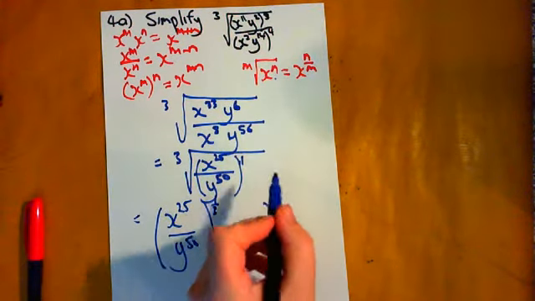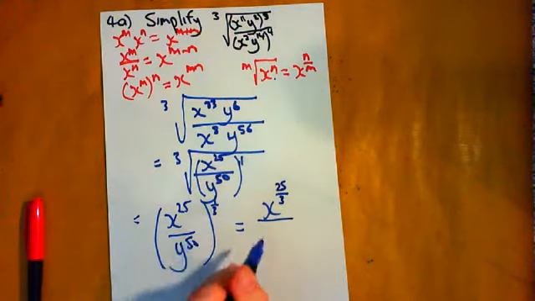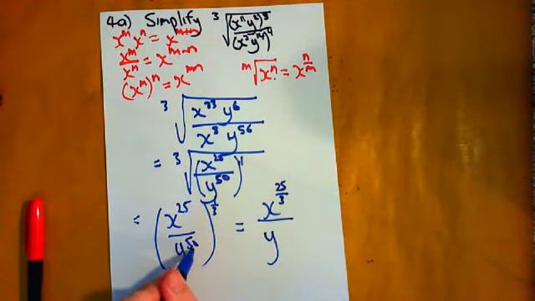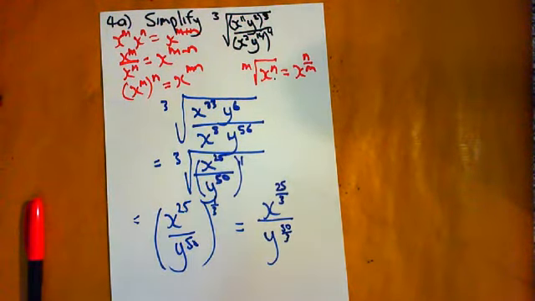25 times 1/3 is 25 over 3. And on the bottom, same thing, y to the 50 times 1/3 is 50 over 3. So we get x to the 25 over 3 over y to the 50 over 3. So that's simplified. We only have one x appearing, and we only have one y appearing, which is what we want. Okay, so now that's question A done.